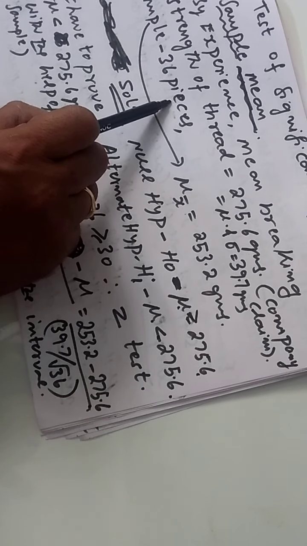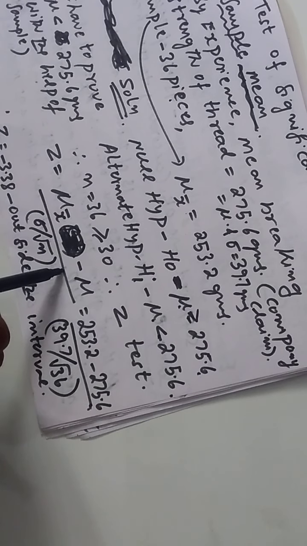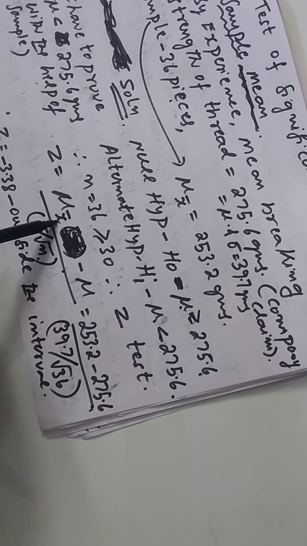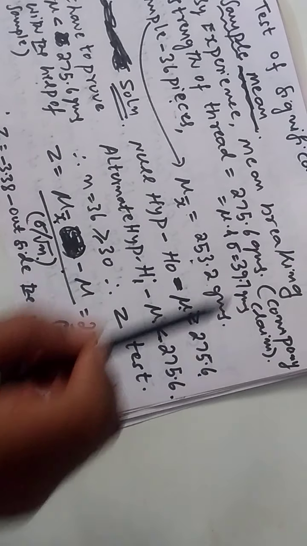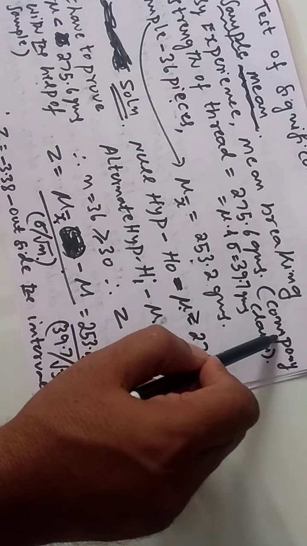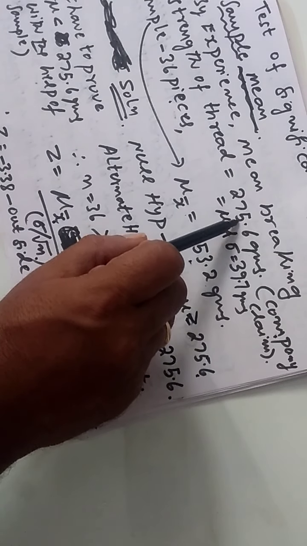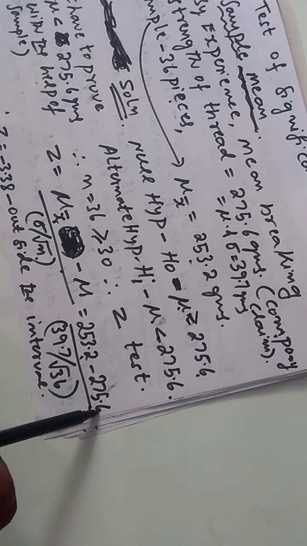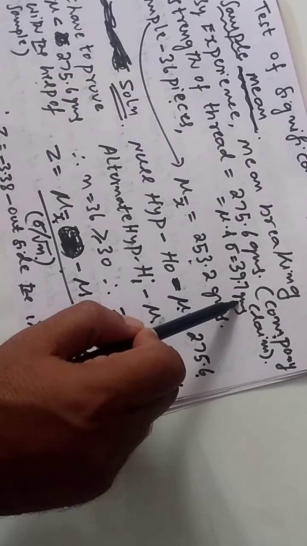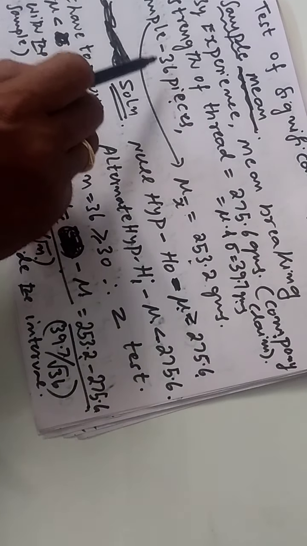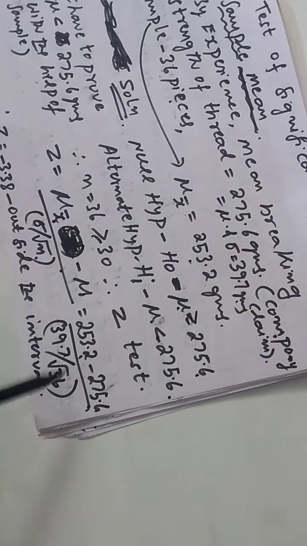Now what is the sample size? 36 pieces. It is greater than or equal to 30. So therefore you have to make use of z-test. What is the z-test? Z is equal to x bar minus mu by standard deviation by root n. Now x bar means what? Sample mean. What is the sample mean given? 253.2 grams. I have written minus mu. Mu means what? Population mean. Population mean means what? Company claim, 275.6 grams. So I have substituted 275.6 grams. Standard deviation is given to be 39.7. Substitute 39.7 divided by square root of n. What is n? Sample size, that is 36.